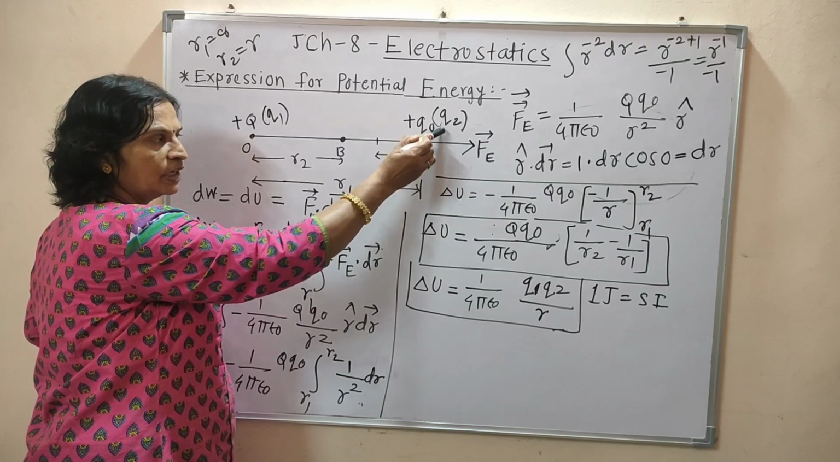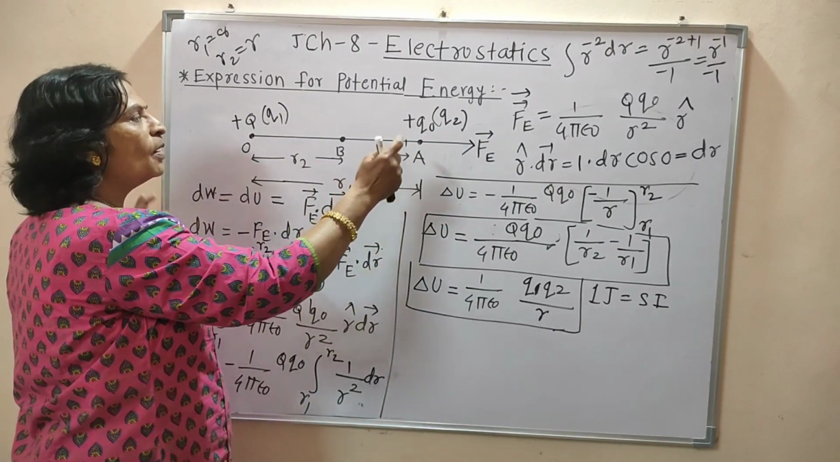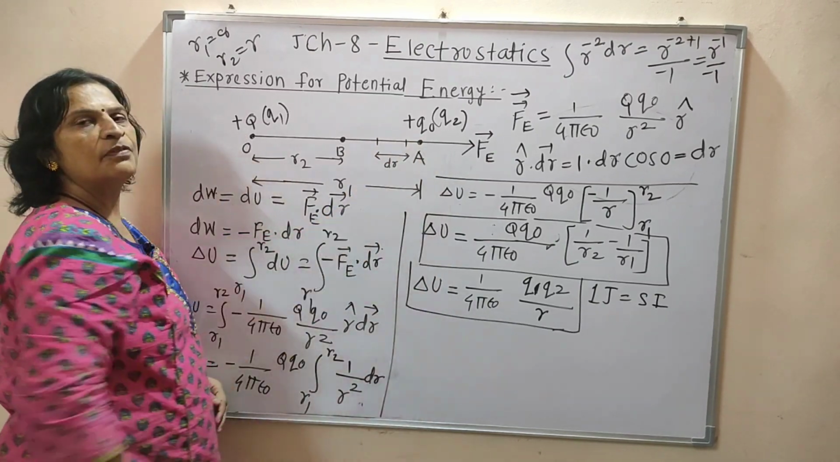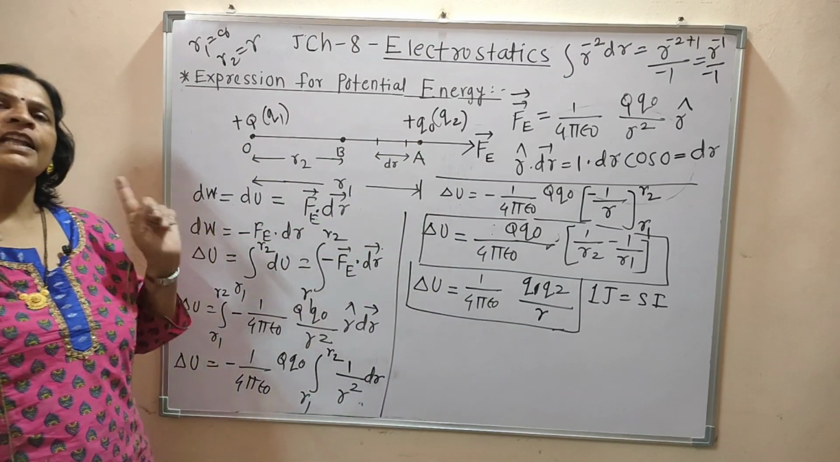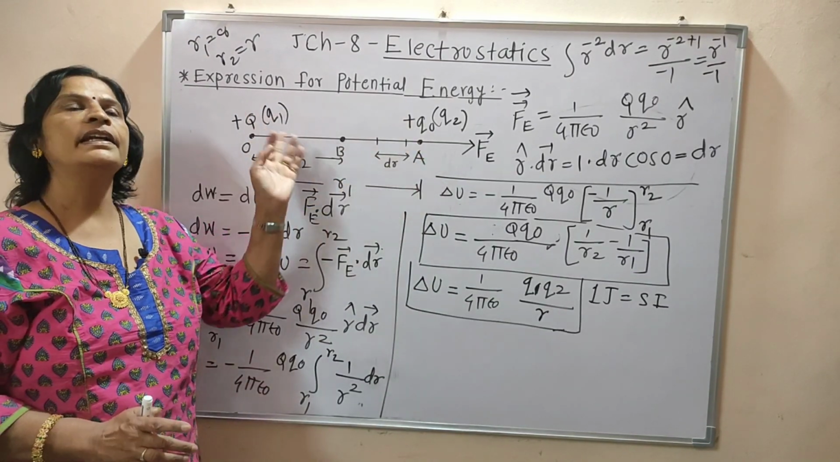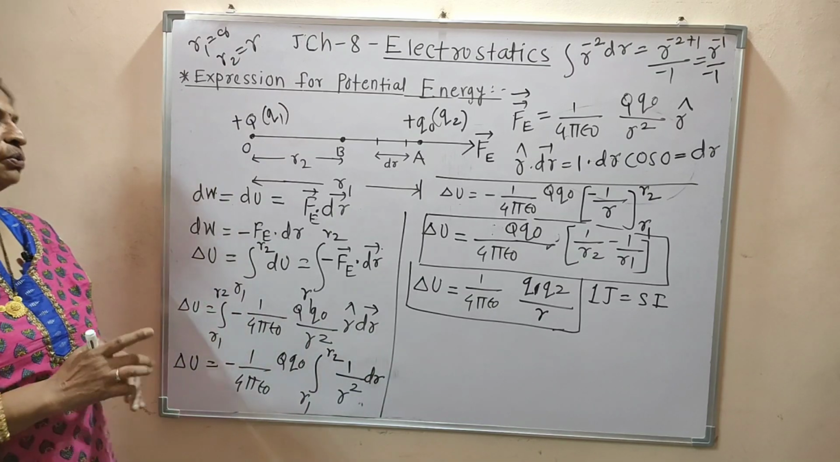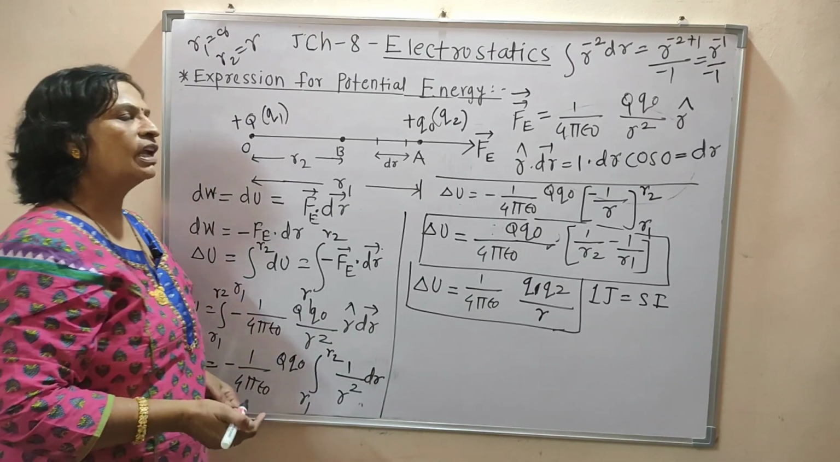Suppose this charge is 1 coulomb, moved through a potential difference of 1 volt, meaning the potential difference between these 2 points is 1 volt, and a 1 coulomb charge is there. At that time the electrostatic potential energy is 1 joule. That is the definition of 1 joule of energy.